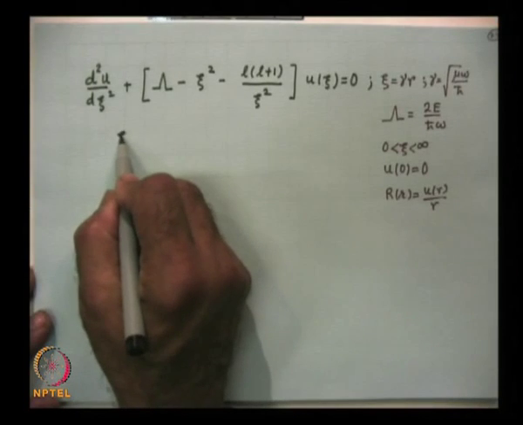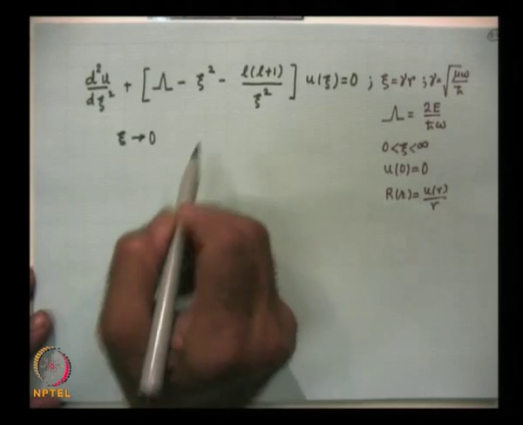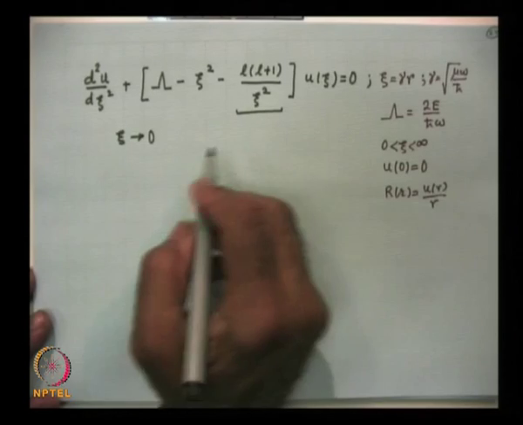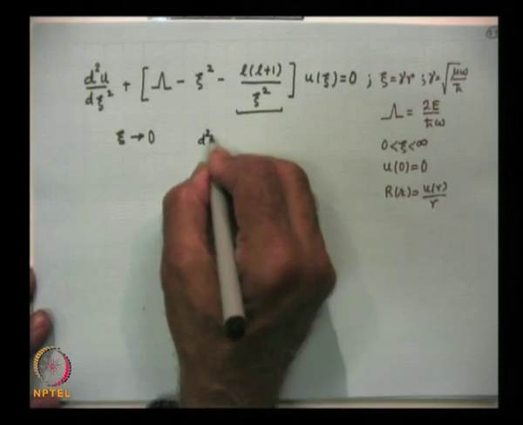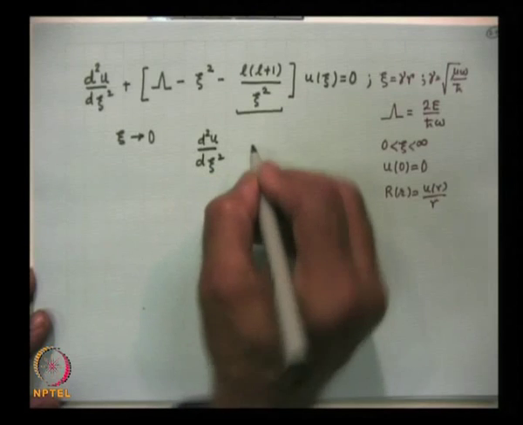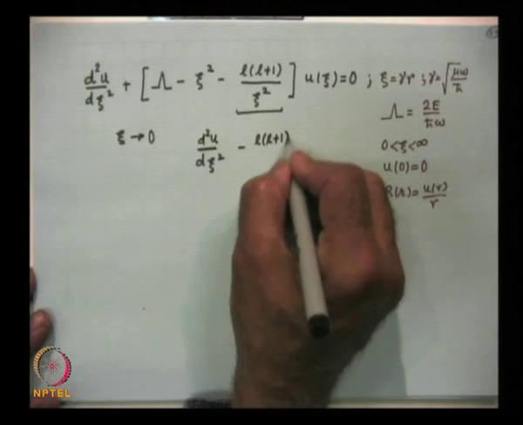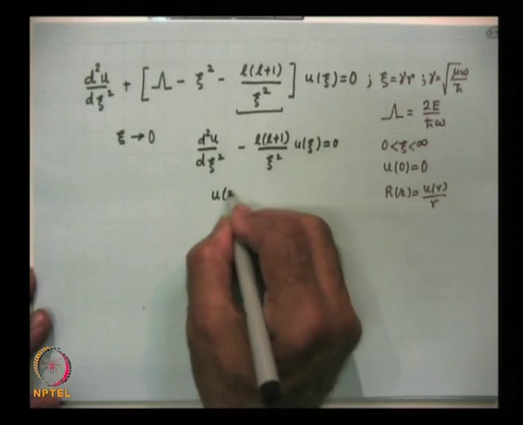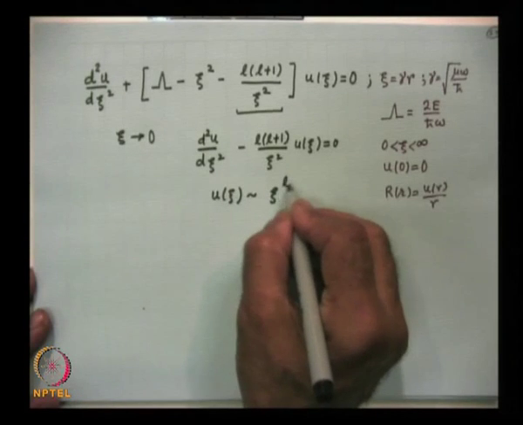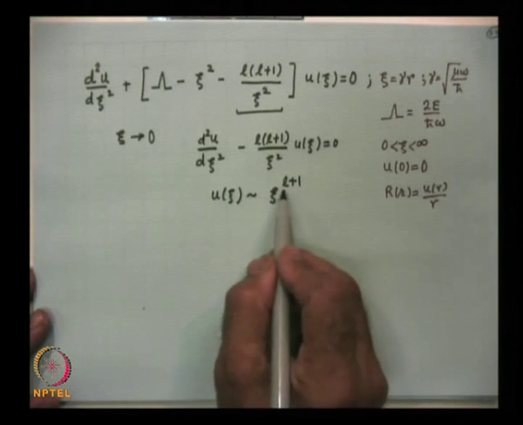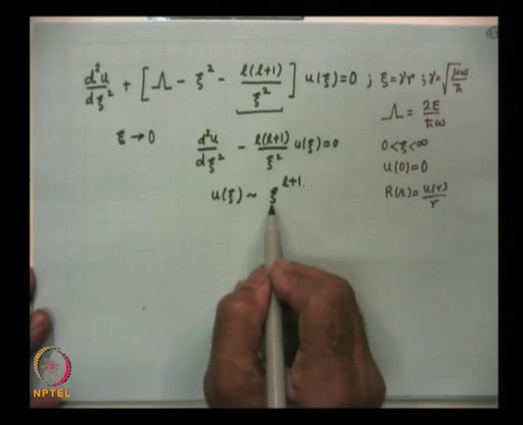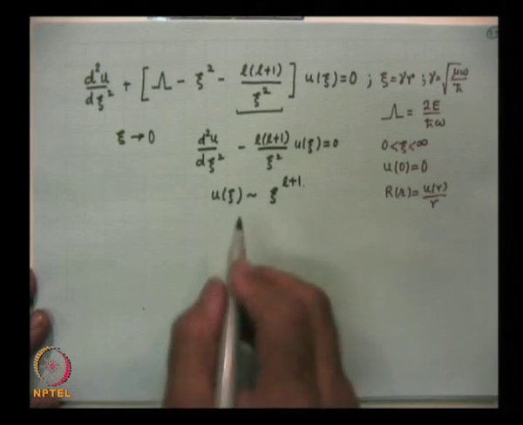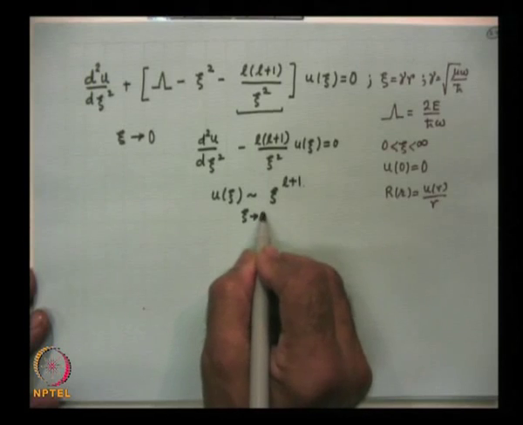As xi tends to 0, this term dominates, and the solution of this term, d2u by d xi square minus L into L plus 1 by xi square u of xi, will be u of xi equal to xi to the power of L plus 1, because if you differentiate this twice, it will be L plus 1 into L xi to the power of L minus 1. So, as xi tends to 0, it behaves like this.